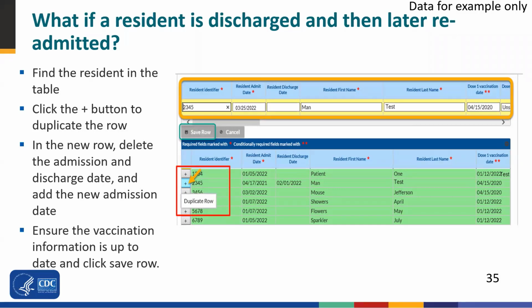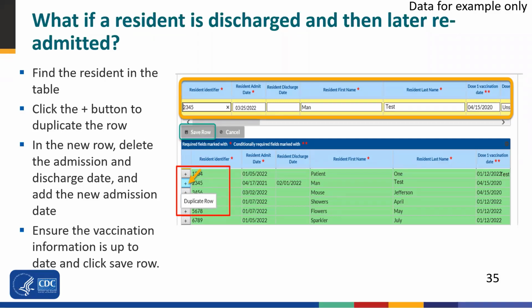after discharge. In this example, we are updating the record for resident ID 2345, who discharged from the facility on February 1st, 2022. We'll start by finding the resident in the table and clicking the button to duplicate the row, as shown in the red box on the screenshot here.